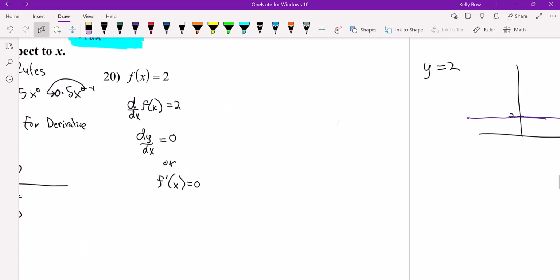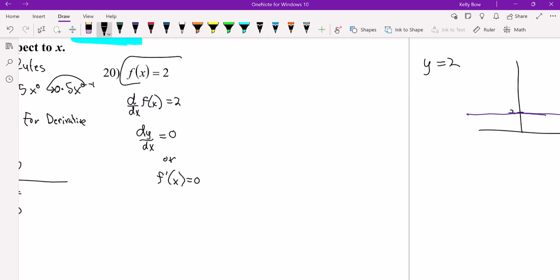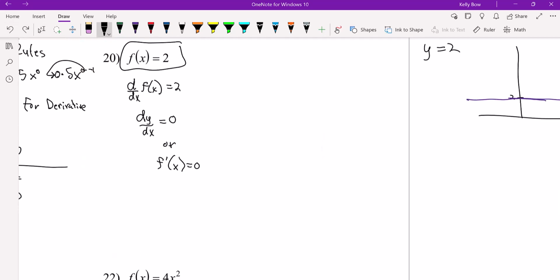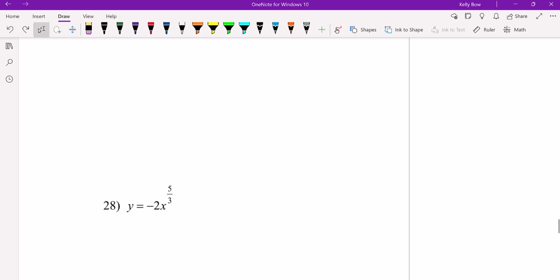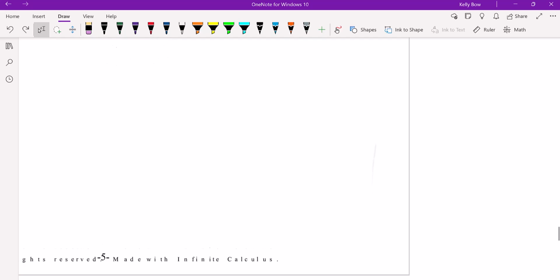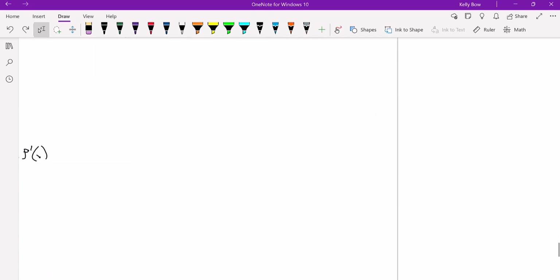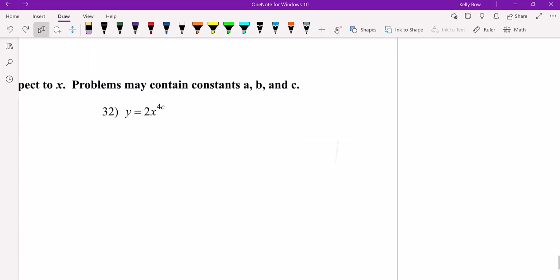18, 20, all of this stuff. Oh, well, I went ahead and did 20 also. So it's a constant. So we know the derivative is going to be 0. Yep, and I think that's it.